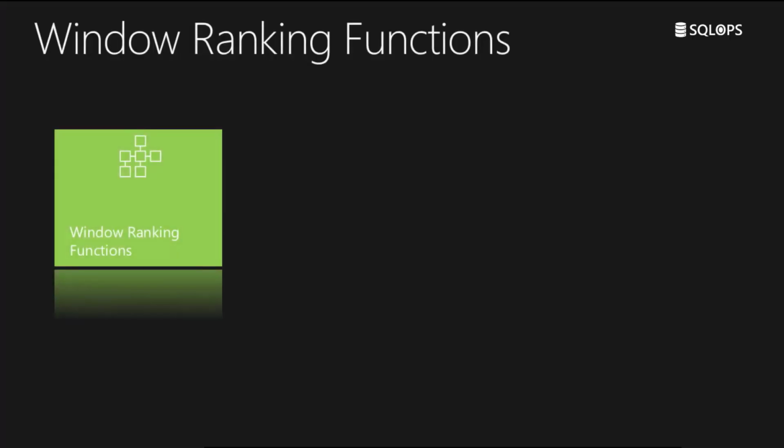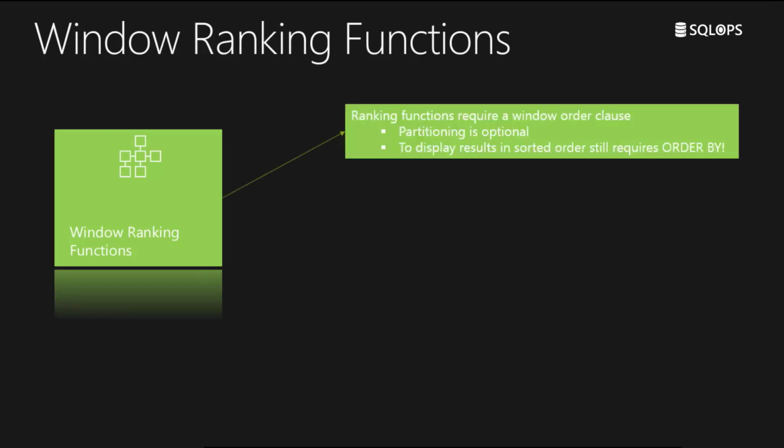Window ranking functions return a value representing the rank of a row with respect to other rows in the window. To accomplish this, ranking functions require an order by element within the over clause to establish the position of each row within that window. But the order by element within that over clause affects only the processing of rows by the window function. To control the display order of the result set, you need to still add an order by clause to the end of the select statement. Let's see some of the window ranking functions that SQL Server supports.